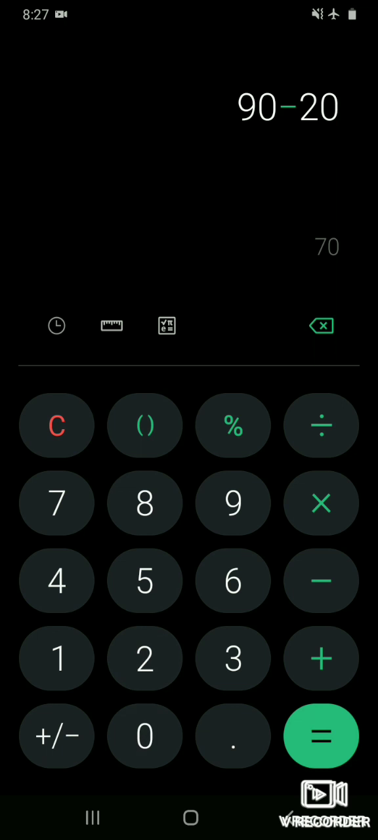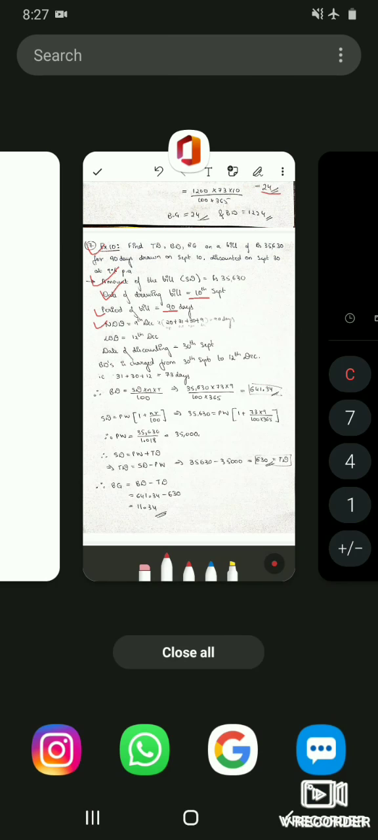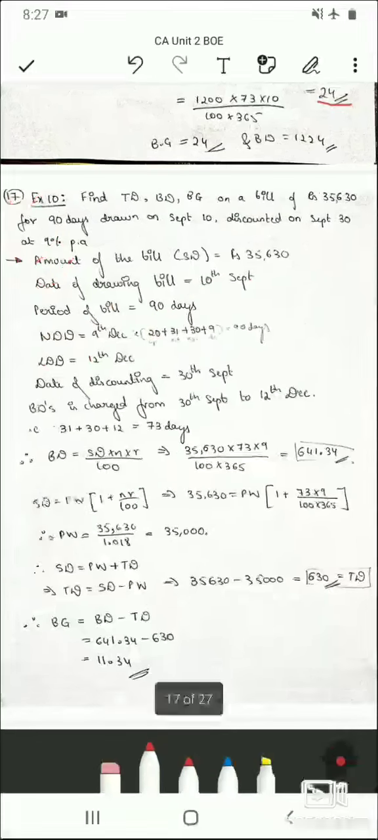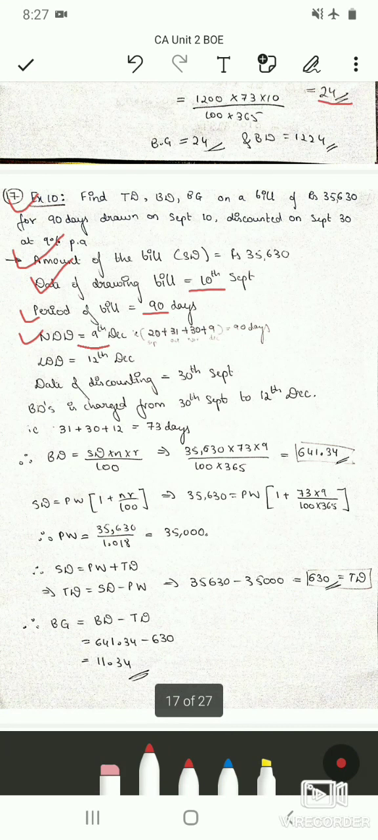So for September you have 20 days. Then it is October. October has 31 days. Then November has 30 days. Then the remaining 9 days is for December. So 9th December is the nominal due date. Then the legal due date will be 12th December.